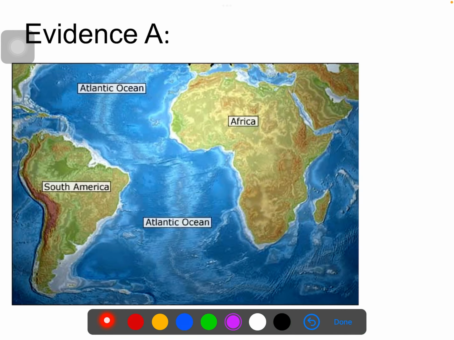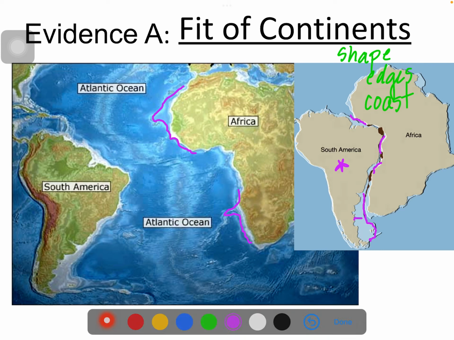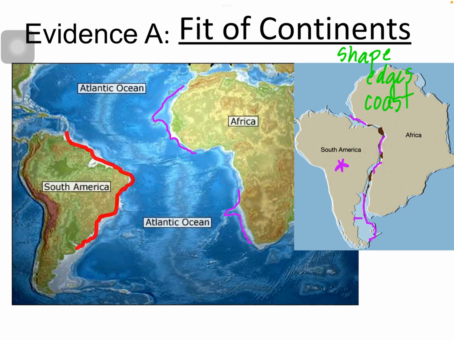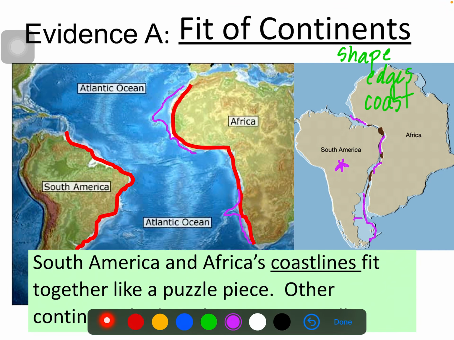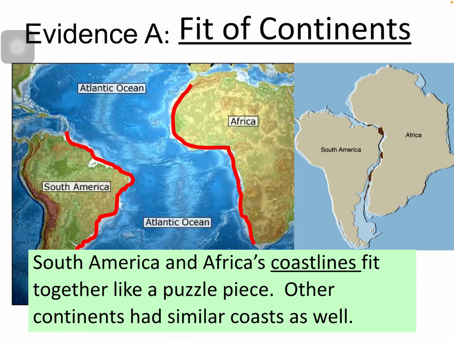So filling in the blanks there, on the left, we want to make sure we know the idea here. Fit of continents has to do with the coastlines, right? They fit together like a puzzle piece. And two major ones are South America and Africa. Now, there's other continents that appear to fit together as well, but these were the ones that really set the theory going, really got things started.